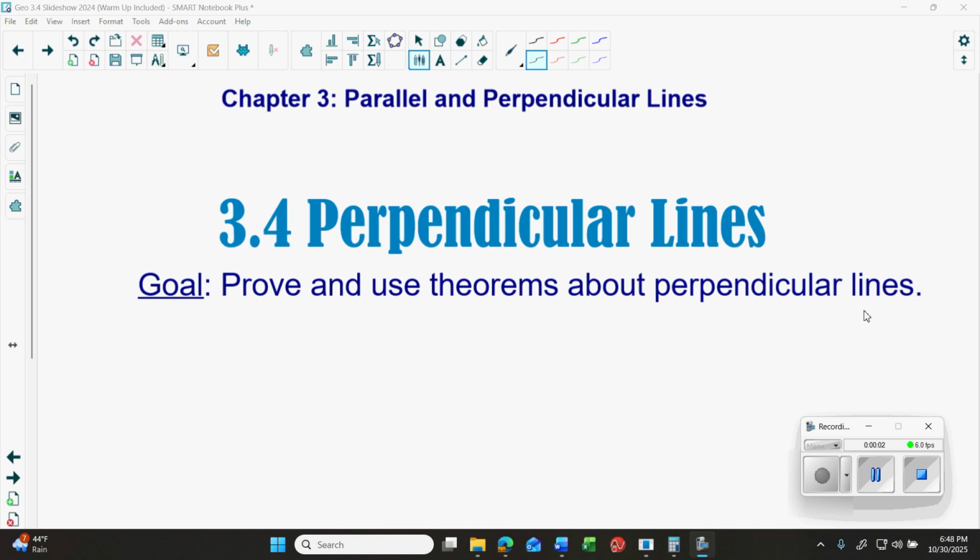Hi everyone, Mr. Kuchenmeister here, and welcome on into section 3.4 for geometry, where we're going to be talking about perpendicular lines, and our goal is to prove and use theorems about perpendicular lines. So let's go ahead and get started here.